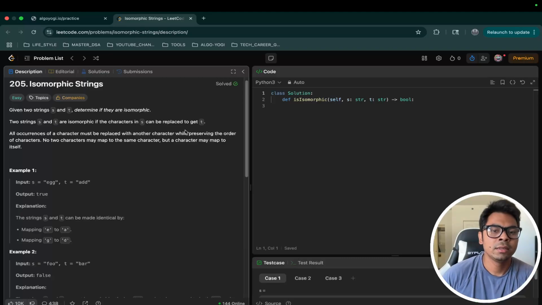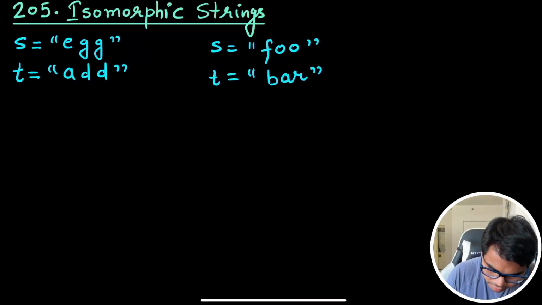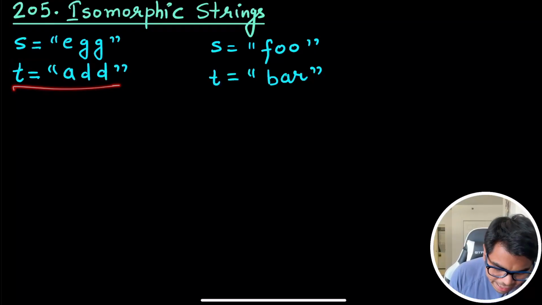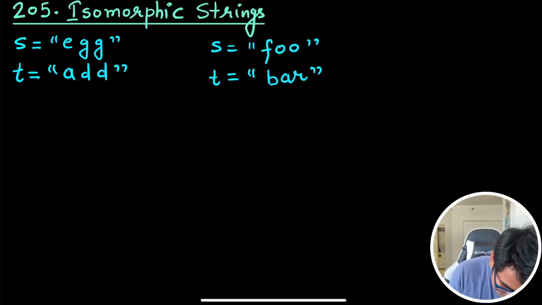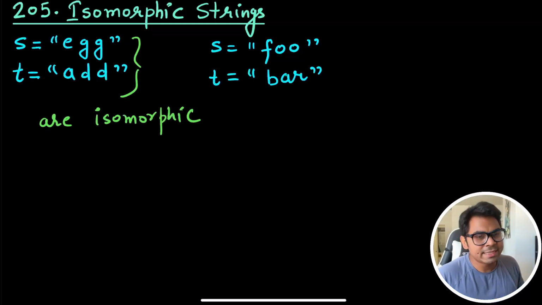What does that mean? We are trying to say that, let's say this is my example one. Here I have taken S as egg and T as add. Now these two strings are isomorphic. What's isomorphic? Basically existing in a different format, but the same thing.